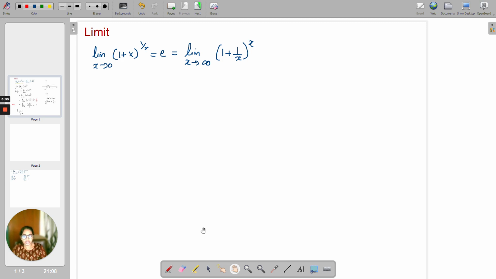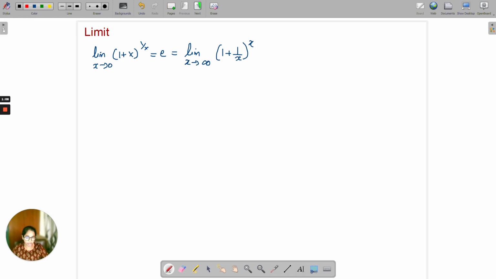So in this video lecture, let us study the proof of what I've written here. That is, limit x tending to 0, (1 plus x) to the power 1 by x is equal to e. This is equal to limit x tending to infinity, (1 plus 1 divided by x) to the power x. So first let me prove that this is equal to e. For that, let me take this term. Let me write that down.